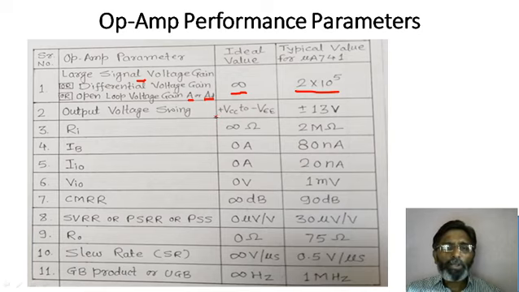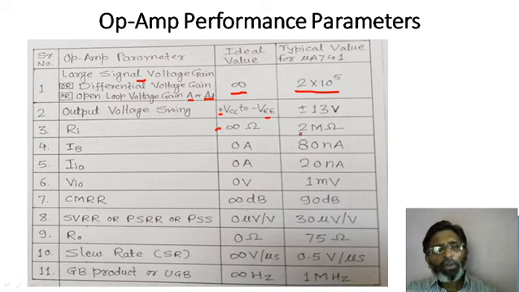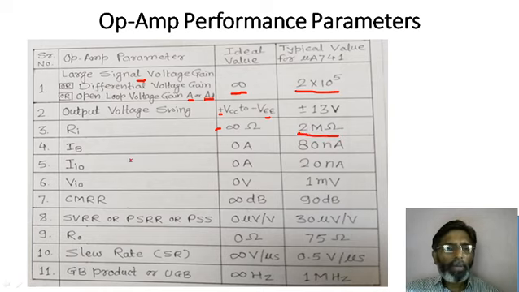As far as this output voltage swing is concerned, for ideal op-amp it should be between plus VCC and minus VEE, and for 741 its magnitude is plus minus 13 volt. As far as input resistance is concerned, we have already seen for ideal op-amp it should be infinite, for practical op-amp it should be as high as possible, for 741 it is 2 mega ohms. As far as input bias current is concerned, for ideal op-amp it should be 0 ampere, as we have already seen. For practical op-amp it should be as small as possible, for 741 its typical value is 80 nanoampere.